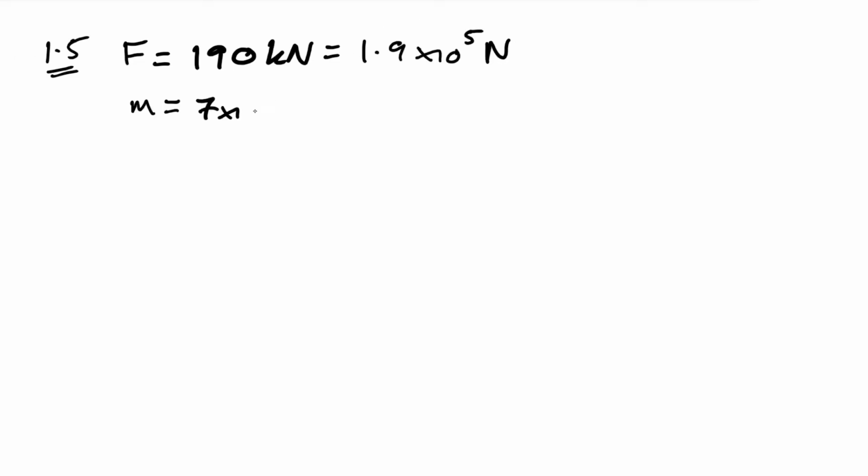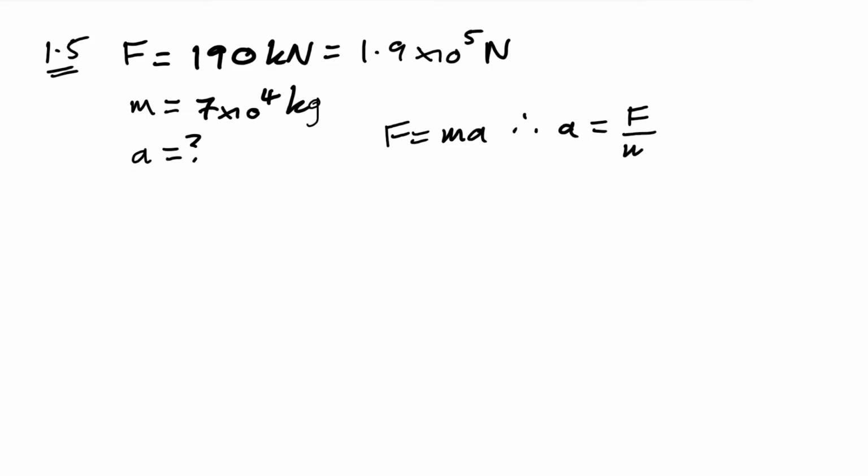We're told that the decelerating force is 190 kilonewtons. Let's put that in standard form, 1.9 times 10 to the 5 newtons. And we have a mass of 7 times 10 to the 4 kilograms. And we're being asked to find acceleration. So therefore, easy peasy, we're just going to use F equals ma. But we need to rearrange, so acceleration is equal to force divided by mass. So that's 1.9 times 10 to the 5 divided by 7 times 10 to the 4.